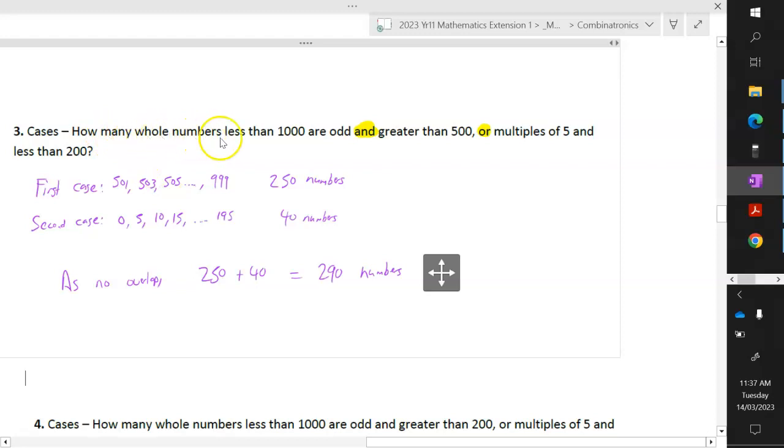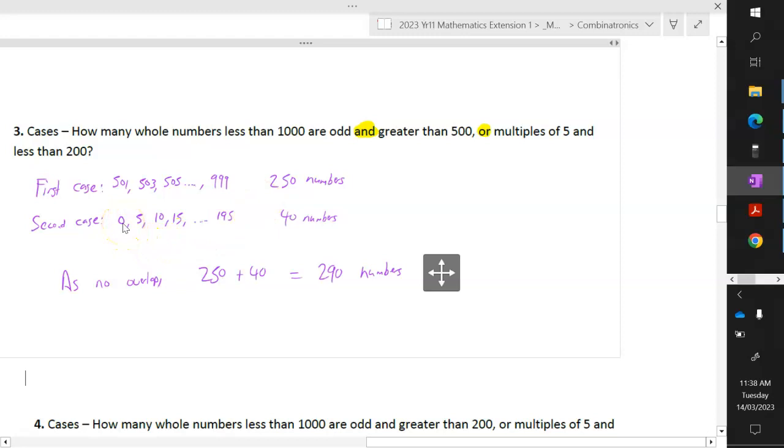How many whole numbers less than 1,000 are odd and greater than 500? So the first thing we want is odd numbers greater than 500 that are less than 1,000. That's our first case there. So that would be numbers from 501 up to 999. So there would be 250 numbers. You have to think about that a little bit, what would be happening in there. And now there's an OR. Okay, so OR, multiples of 5 and less than 200.